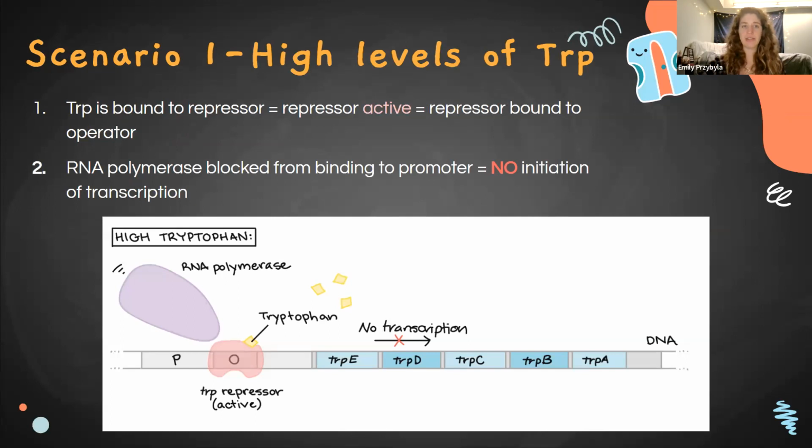Tryptophan binds the repressor, which in this case, we have tryptophan represented by the little yellow diamond. We activate the repressor and it binds the operator. So this is what we just talked about. RNA polymerase is blocked. It can't bind. And if it can't bind, we don't have any transcription. So we're not making any tryptophan. Does that make sense?